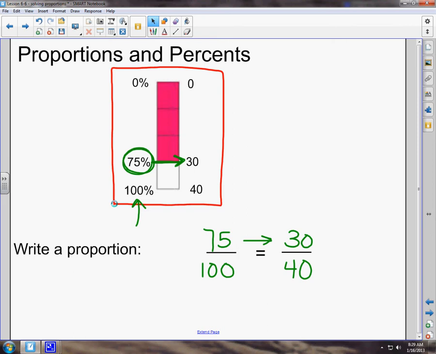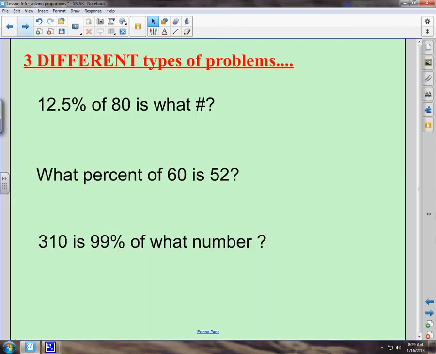So I take these numbers and put them into a proportion. If I cross multiply, they both equal 300, and you know that they were a proportion. Okay, so here's what you're going to see. You're going to see three different types of problems: a percentage of 80 is what number, what percent of 60 is 52, and 310 is 99% of what number. So there are three different types.